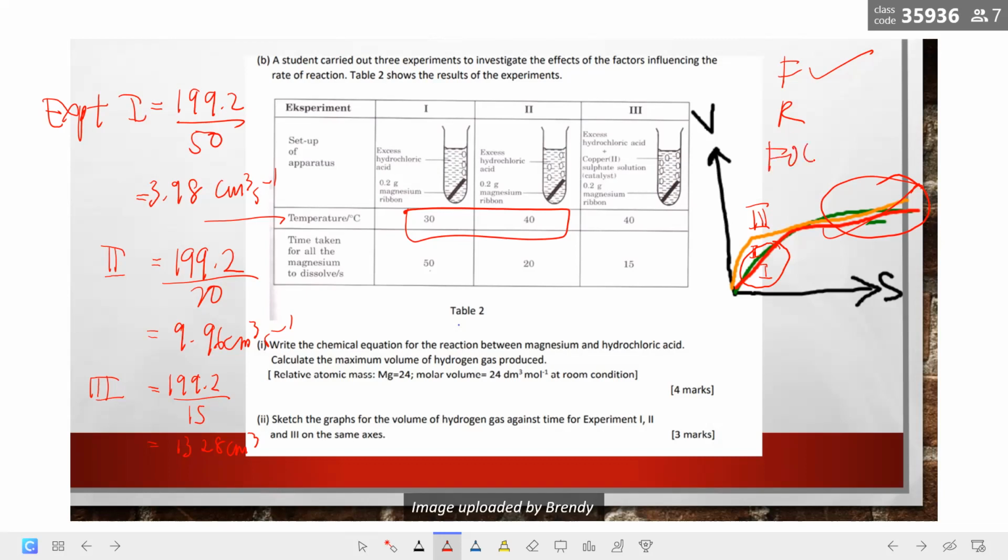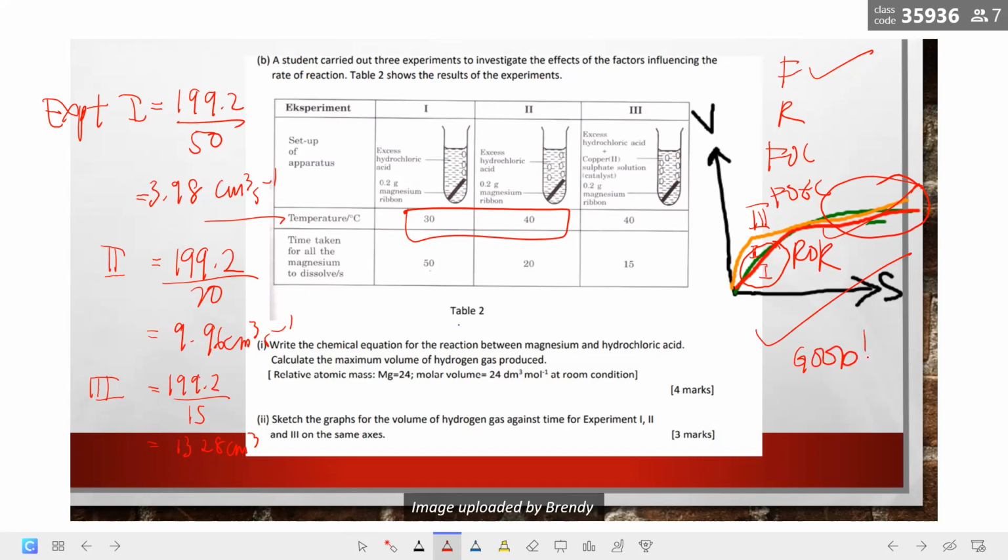And is able to overcome activation energy. Okay. Then number 3. The frequency of collision between magnesium and hydrogen ion in experiment 2 is higher than experiment 1. Then the frequency of effective collision between magnesium and hydrogen ion of experiment 2 is higher than experiment 1. The last one is the rate of reaction of experiment 2 is higher than experiment 1. Excellent. Good job.